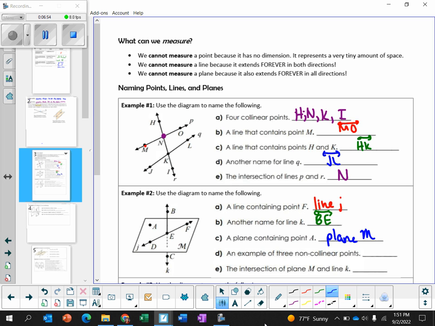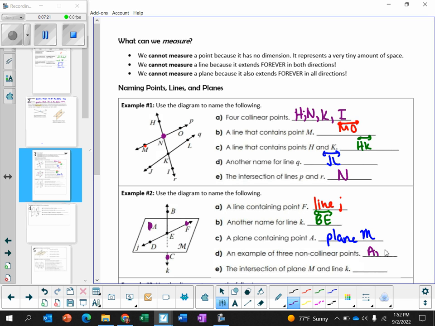All right, an example of 3 non-collinear points. So 3 points that don't make one single line together. So again, I wouldn't pick D, E, and F because those are all collinear, but I could pick 2 of them and another point that's not on it, either A, B, or C. Let's say we pick A, C, and F, right?